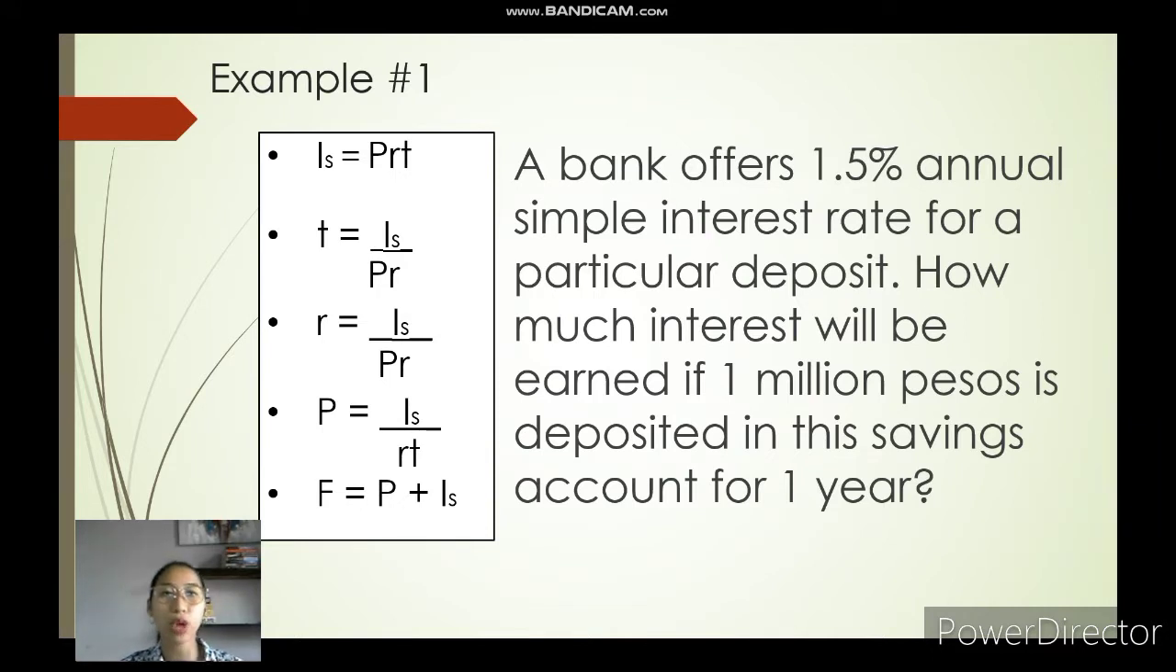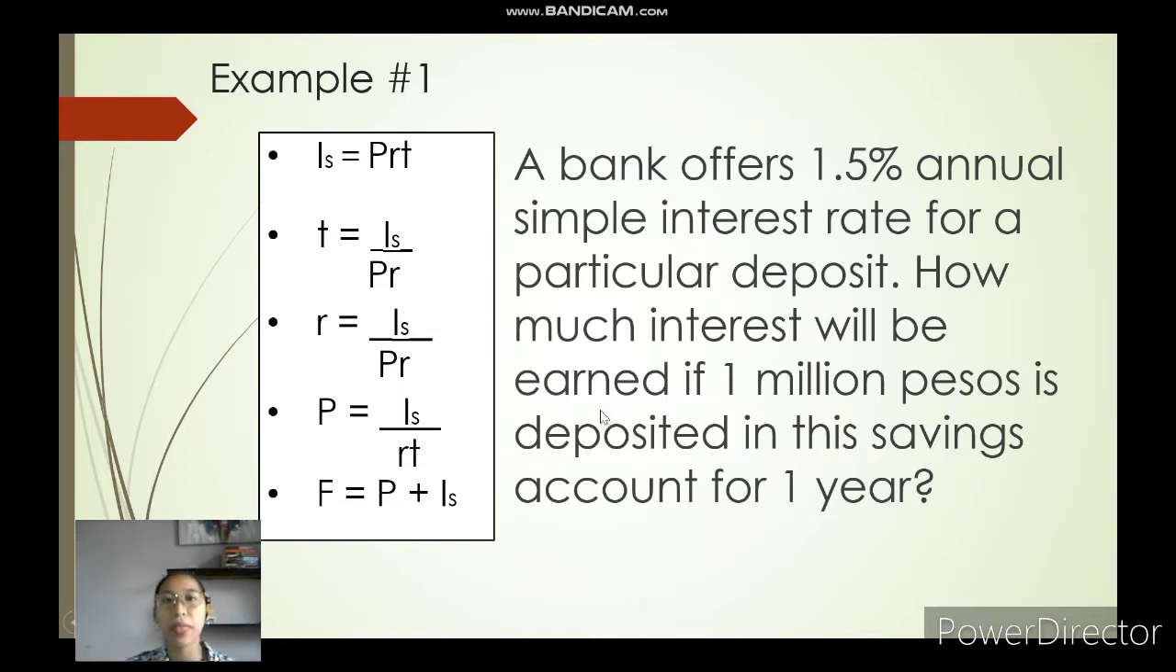learn how to solve problems involving simple interest. So, diri sa atong word problems, kinahanglan nato og analysis. No? I-analyze nato ang problem before ta maka-proceed sa next nga steps sa process. So, let's have example number 1.